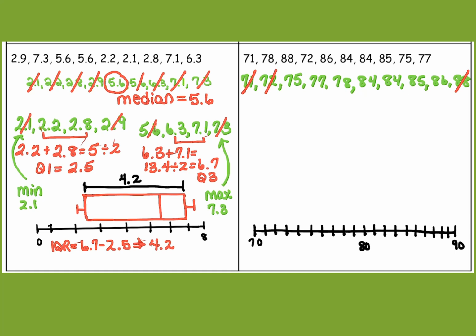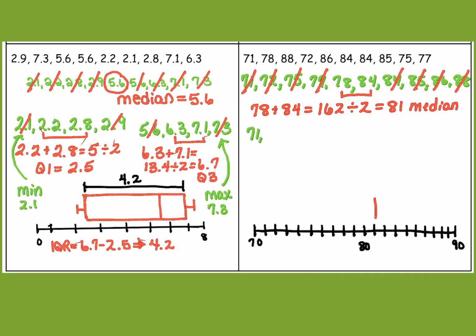71, 88, 72, 86, 75, 85, 77, 84, and that leaves us with two values in the middle. We need to find the mean of those numbers, so 78 plus 84 is equal to 162. Then we're going to divide that by 2 to give us a value of 81. 81 is our median. Let's put 81 on our number line.